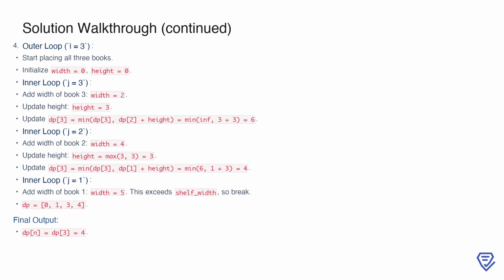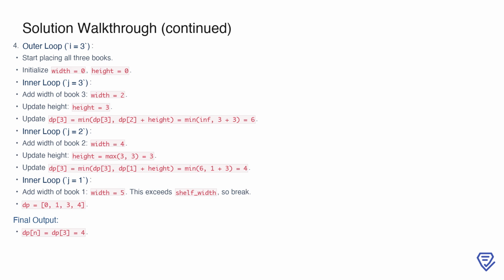Adding the width of the second book results in a total width of 4, which fits within the shelf width. The height remains the maximum of the 2 books' heights, which is 3. We then update dp[3] as dp[3] equals min(6, dp[1] plus 3), equals 4. Finally, we attempt to add the first book as well, but the total width exceeds the shelf width, so the loop breaks. The final dp array is [0, 1, 3, 4], and the minimum shelf height required is dp[3], equals 4.